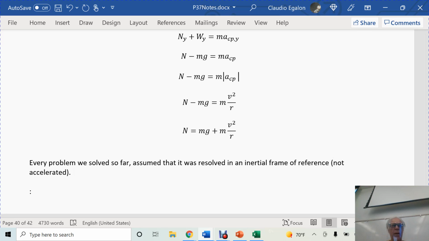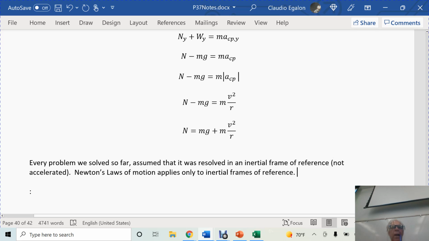Very important: Newton's laws of motion apply only to inertial frames of reference. So what's the definition again of an inertial frame of reference? It is whether a frame of reference is accelerated or not.